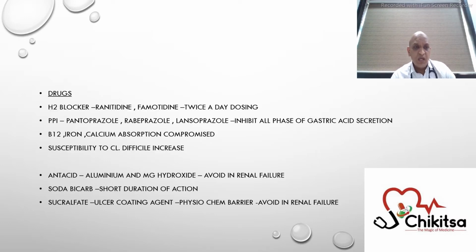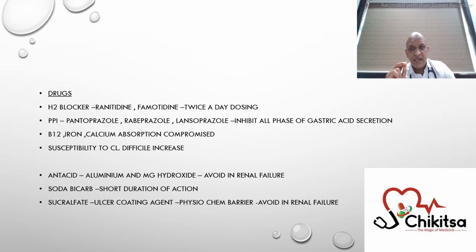The treatment usually is H2 blockers, that is ranitidine, famotidine. They have to be given twice a day. If you want to use proton pump inhibitors, that is pantoprazole, rabeprazole, lansoprazole, they inhibit all phases of gastric acid secretion and can be used once or twice a day. When you are using them, you need to understand that B12, iron and calcium absorption is compromised with them, and the susceptibility to Clostridium difficile will increase.